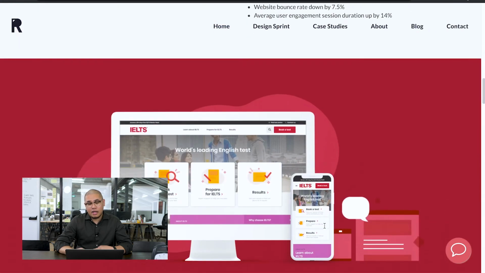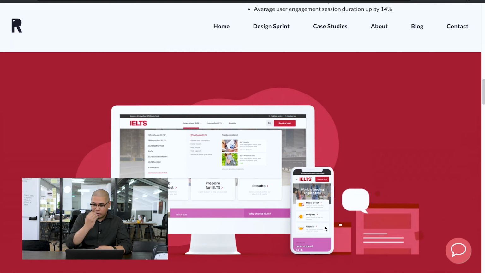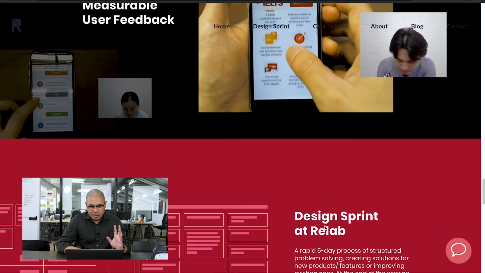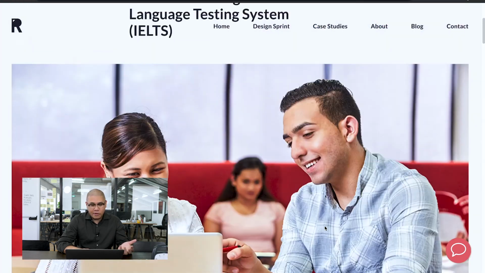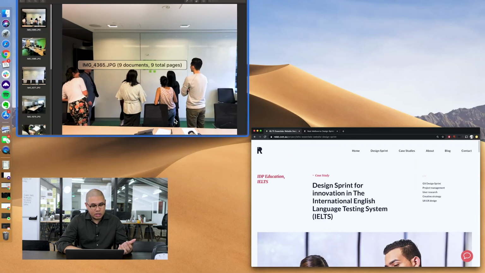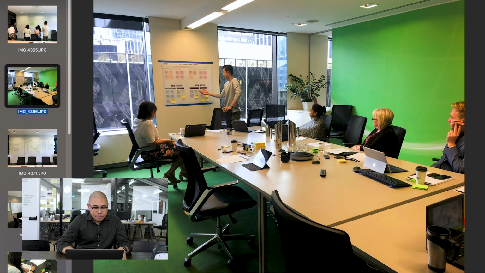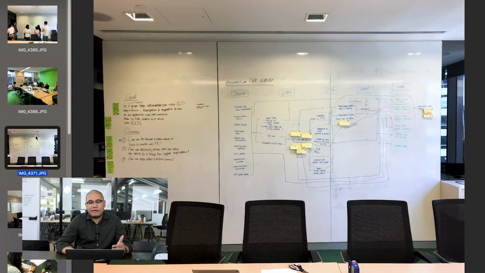The other thing that I think is important to show, and I think we haven't actually shown the right amount of process photos in this page right here, but I wanted to share with you some of the same case study. So this is for that IELTS project. I always like taking stakeholders through some photo examples of the process itself. It feels a lot more real.